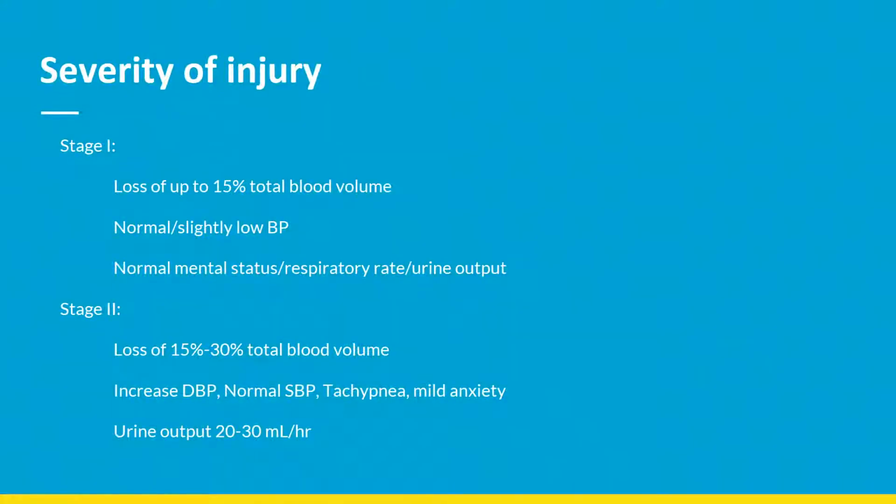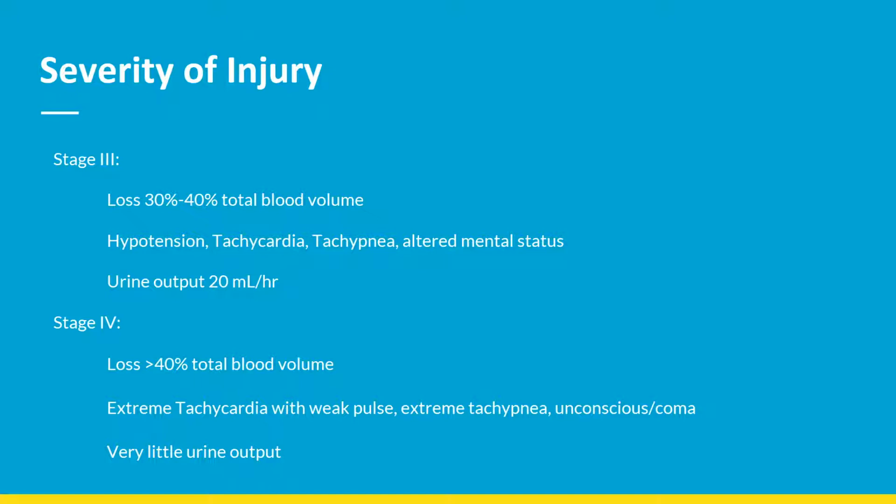And there are different severities of the injuries. It goes from stage 1 to stage 4. I'll just contrast stage 1 and stage 4. Stage 1 is loss of up to 15% of the total blood volume. They'll have a normal or slightly low blood pressure, and they'll have normal mental status, respiratory rate, and urine output. Contrasting that, stage 4 injury severity would be loss of greater than 40% of total blood volume, extreme tachycardia with a weak pulse, extreme tachypnea, unconsciousness, coma, and very little urine output.